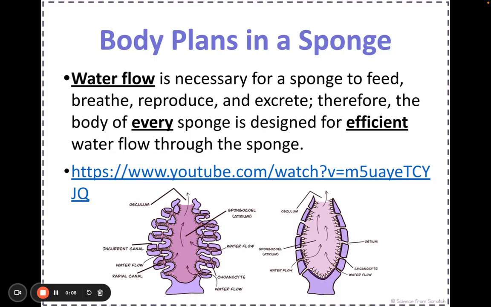Next piece we're going to talk about when it comes to our phylum Porifera, or sponges, are body plans in a sponge. So water flow is necessary for a sponge's survival. It's necessary for a sponge to feed, breathe, reproduce, and excrete, which just means to eliminate waste. Every sponge's body is designed for efficient water flow throughout. You can see in the few examples at the bottom of the slide here that both are showing water entering into the sponge in several different places, traveling through that spongocele and then out the osculum at the top. So water flow is something we are going to track on the next couple slides.